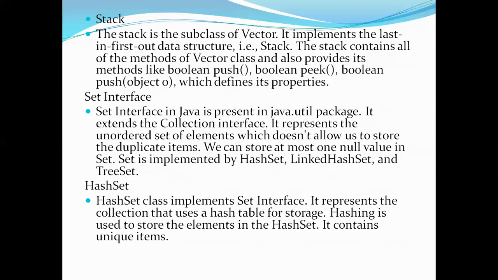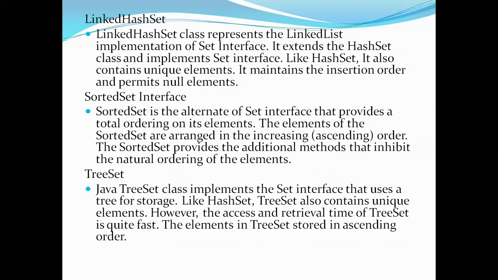And set does not allow us to store duplicate elements, and we can store at least one null value in the set. Set is implemented by HashSet, LinkedHashSet, and TreeSet. Now, what is HashSet? HashSet implements the set interface, and HashSet represents the collection that uses the hash table for storage. HashSet also contains unique items. It does not allow duplicate values.